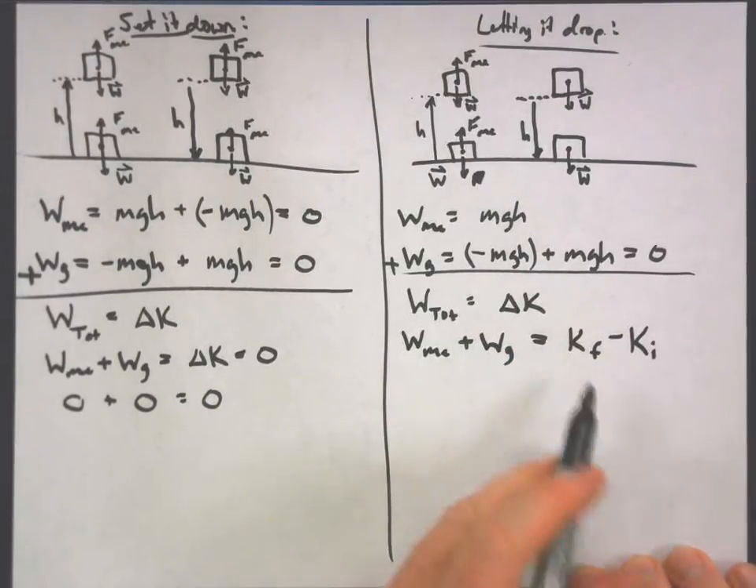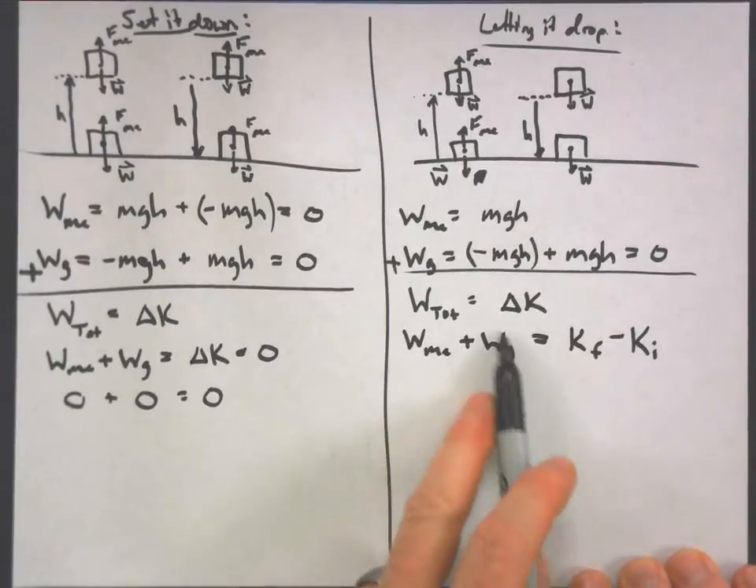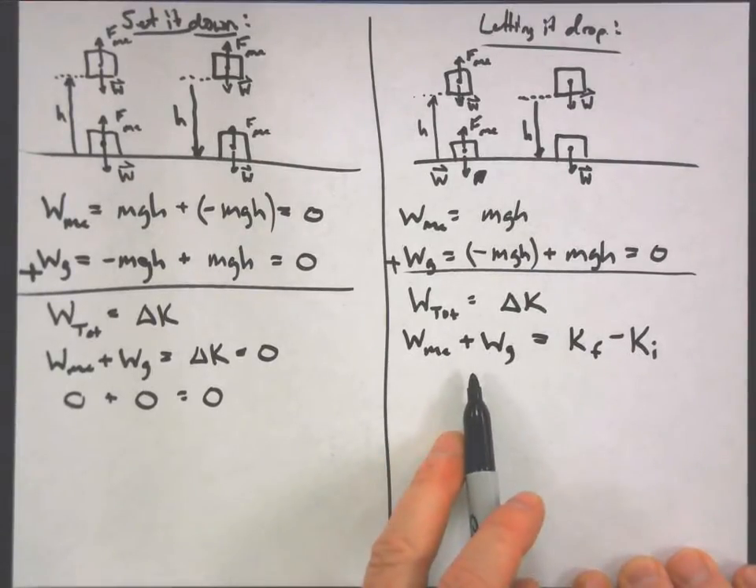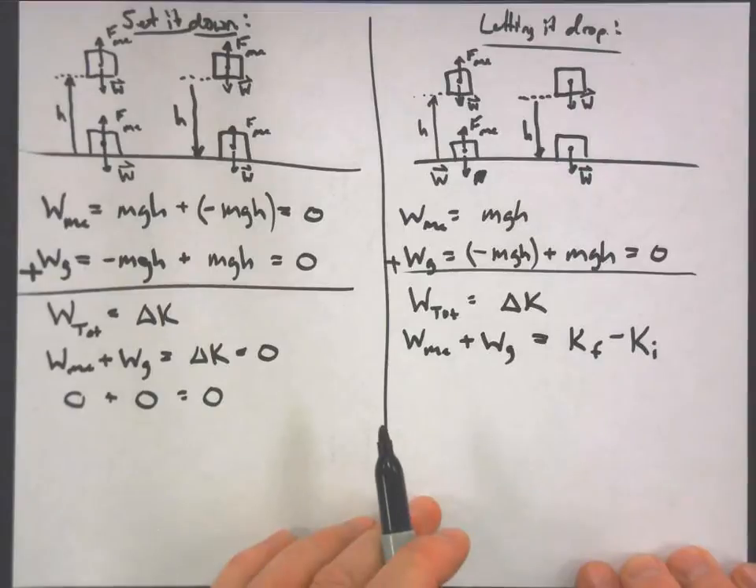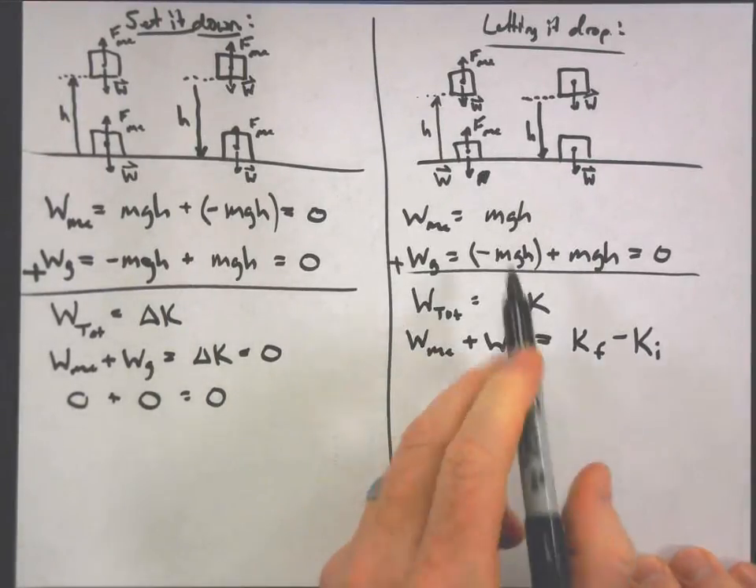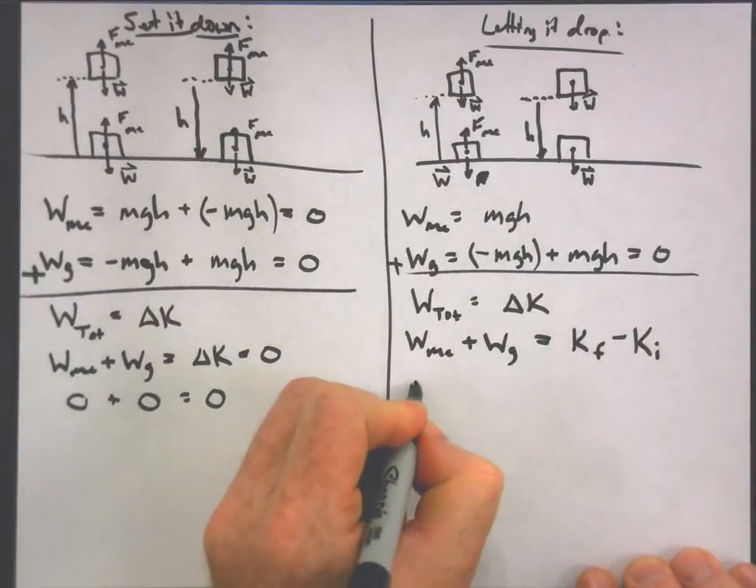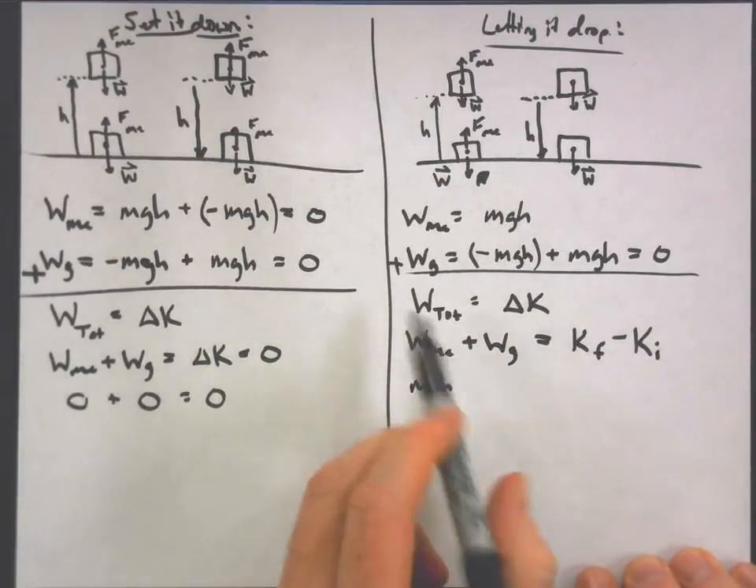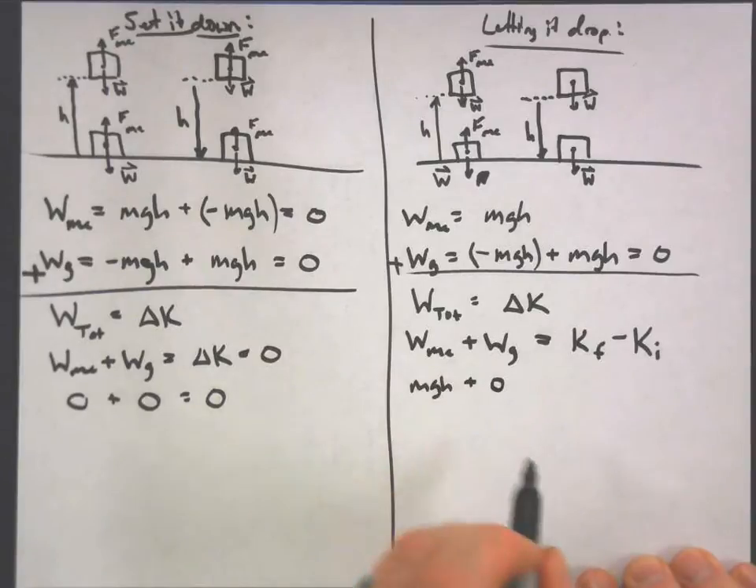Okay, so why am I bothering to break it up like that? Because I know that this left-hand side is not equal to 0, so the right-hand side can't be 0 either. All right, so work done by me, I found that was positive mgh. Work done by gravity was 0.